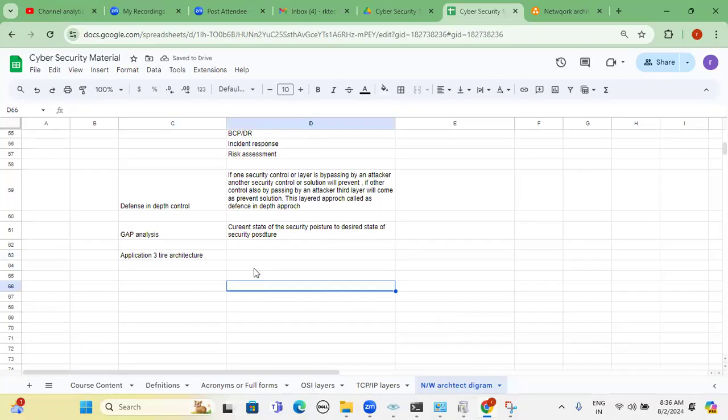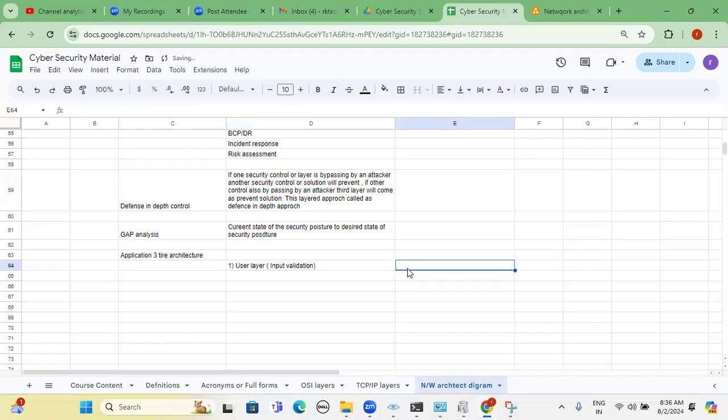Application three-tier architecture contains three layers once again. The first tier is the user layer or user tier, wherever the user is providing input. For example, take Gmail. You are entering a username and password. That Gmail login page is called the user layer.